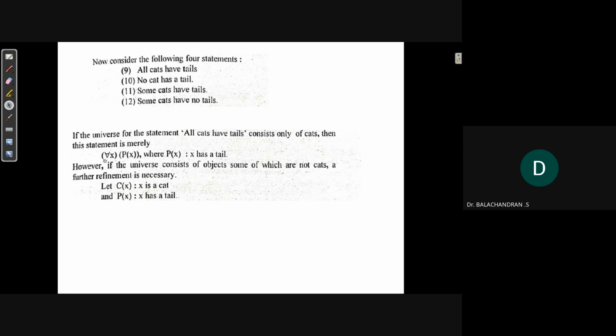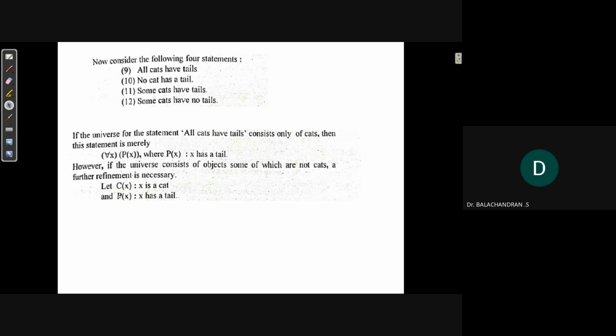You can write for every x p of x, where p of x is such that x has what? A tail. So this is enough if the universe contains only what? The universe consists of only cats. However, we know that the universe consists of objects other than cats also, objects some of which are not cats. So a further refinement is necessary.